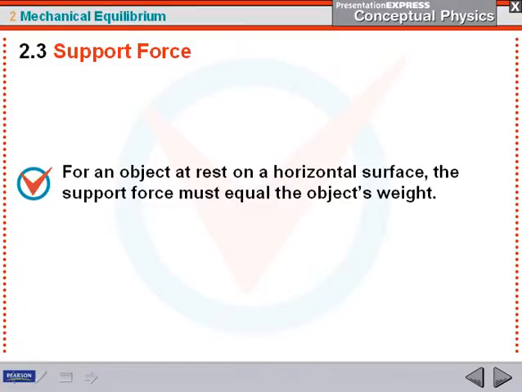Okay, this is the 2-3 podcast, and this is about support force. And the gist of the support force is that the support force must equal the object's weight for the object to be at rest on an object.